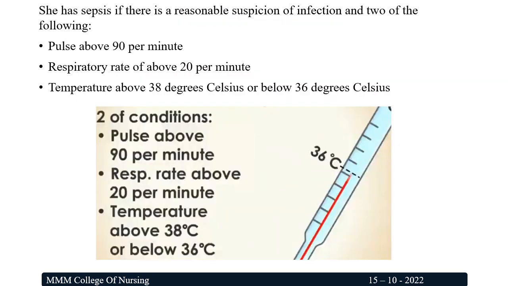She has sepsis if there is a reasonable suspicion of infection and two of the following: pulse above 90 per minute, respiratory rate above 20 per minute, and temperature above 38 degrees Celsius or below 36 degrees Celsius. So two of the conditions: either the pulse above 90 per minute, the respiratory rate above 20 per minute, or the temperature above 38 degrees Celsius or below 36 degrees Celsius.